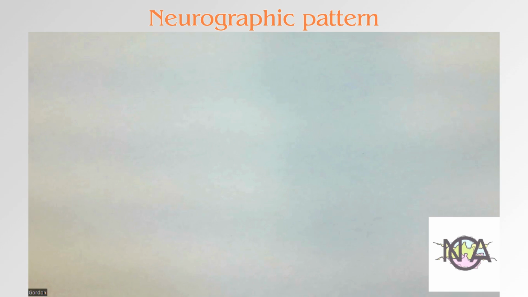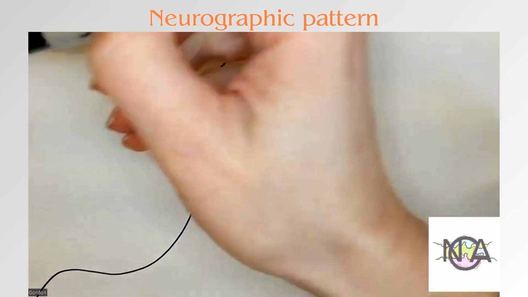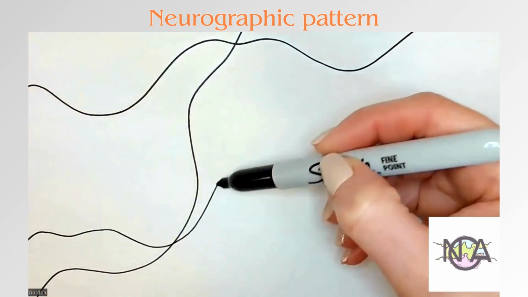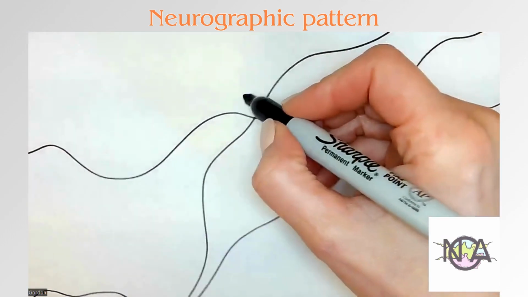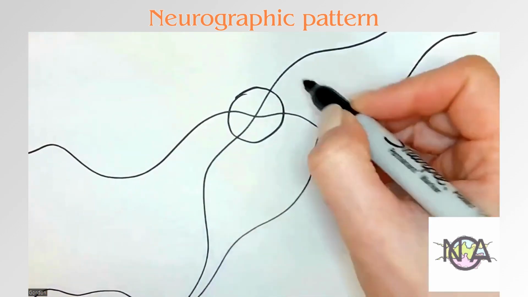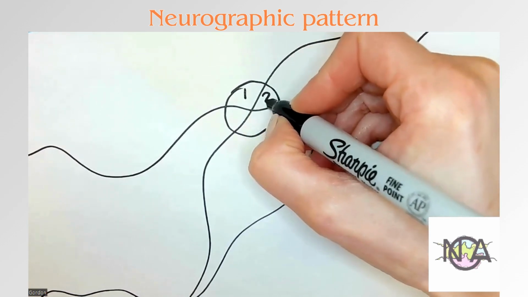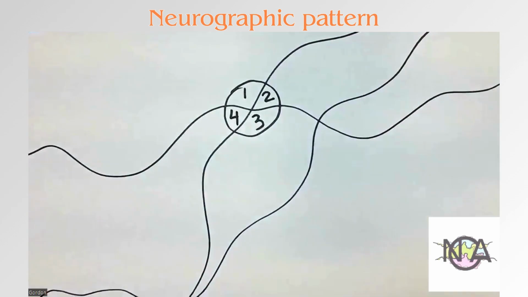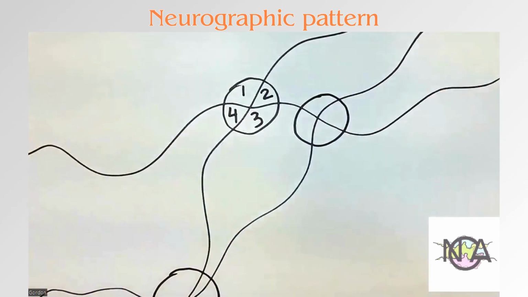And the last thing I want to show you today is a neurographic pattern. What is neurographic pattern? When we have many neurographic lines on our drawing, they form intersections between them. So you can see how here two lines make intersection and they form corners. So we can see 1, 2, 3, 4 corners. We can also see in this place and in this place.